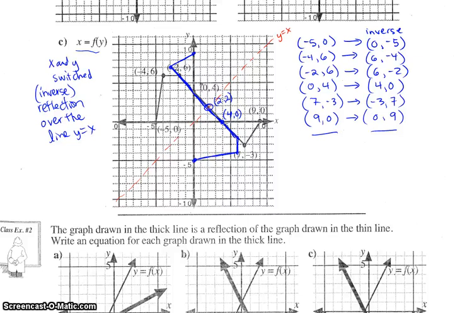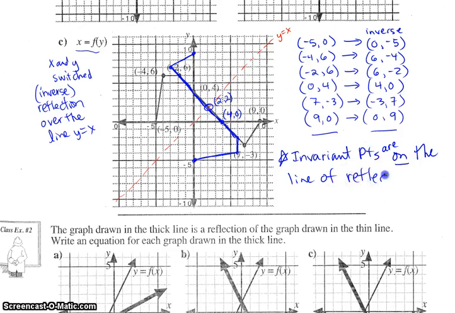Okay, so the moral of the story is the invariant points are on the line of reflection. Let's just make a note of that because that's important. Invariant points are on the line of reflection, where the graph crosses the line of reflection. So if the graph does not cross the line of reflection, you won't have any invariant points.